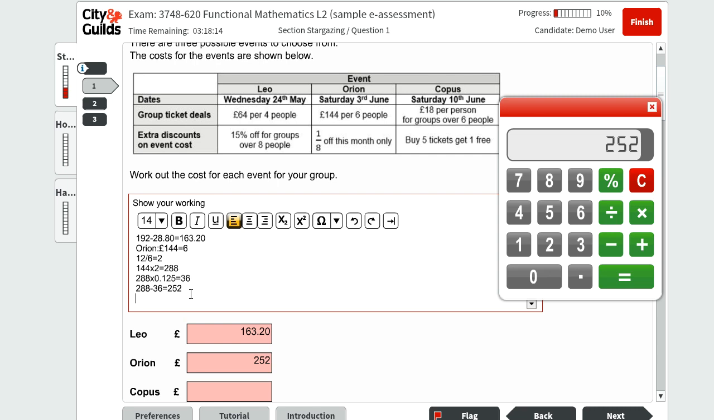And the last one is Corpus, where we have 18 pounds per person for groups over 6 people. Again, we have 12 people, so 18 pounds equals 1 person. And they are telling us extra discounts on event discount. We have buy 5 tickets, get 1 free. 12 people.